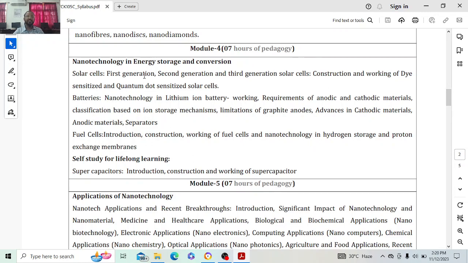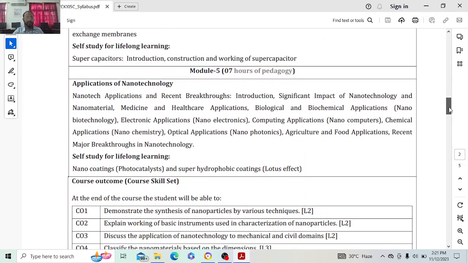Under solar cells, first generation to third generation solar cells we will be studying. Along with that, dye-sensitized solar cells, quantum dot sensitized solar cells we will be discussing. Then the batteries, we are having lithium-ion batteries, their working, their requirement for anodic and cathodic materials where nanoparticles can be used, and the advances in cathodic materials, anodic materials, separators where nanomaterials are used, that will be discussed.